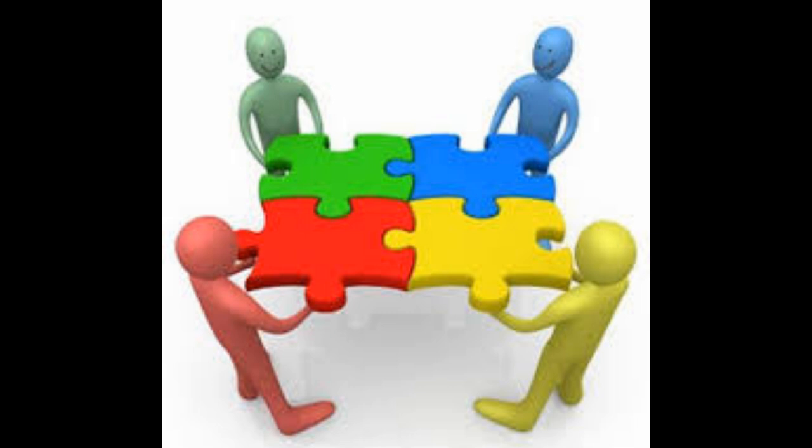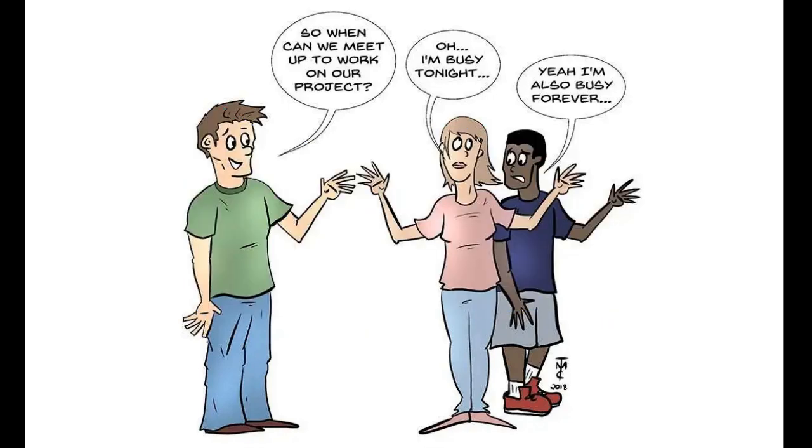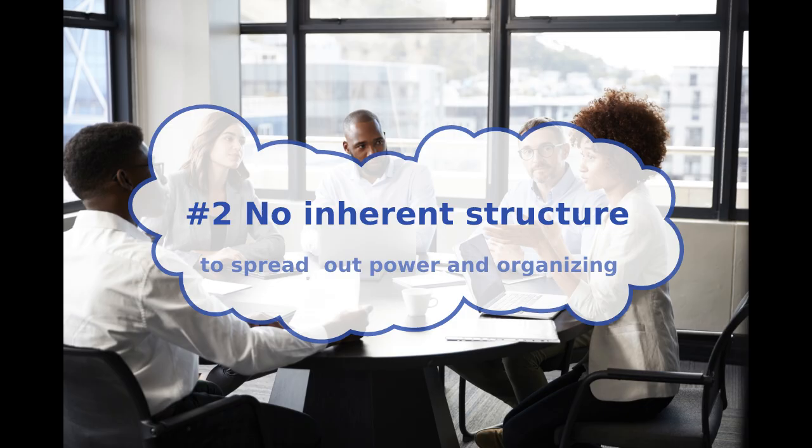There are 5 things that make a community toxic and doomed to fail. They can work for a while, but in the long run they will not survive. Number 1 is freeloaders, or people who provide nothing or little, yet often see it as a service owed to them. They have no interest in being part of organizing or helping out where needed. They feel naturally owed this community without putting anything back in. Number 2, no inherent structure to spread out power and organizing.